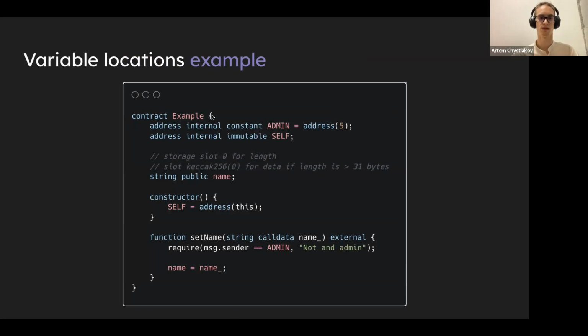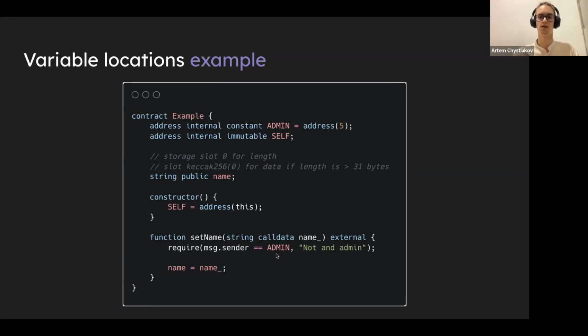Here we have contract Example, and there are two variables here. The first one is a constant variable that you have to assign to something just like that. I named it admin. I assign address 5 to this variable, and also in the function setName, we have this variable used.